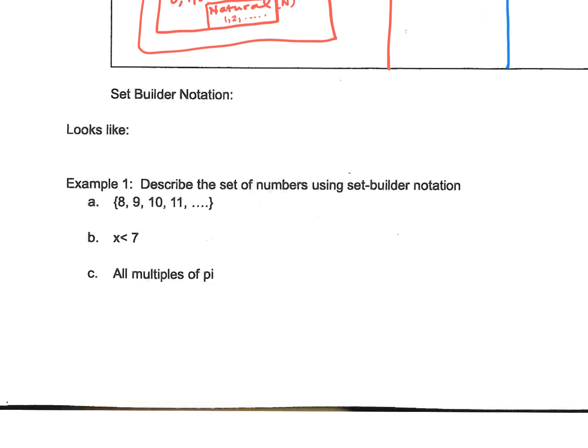There are two types of notation we're going to use here: interval and set builder notation. Set builder notation goes as follows. It tells you the set of numbers it's part of. In other words, we use the properties of the numbers to describe the set.